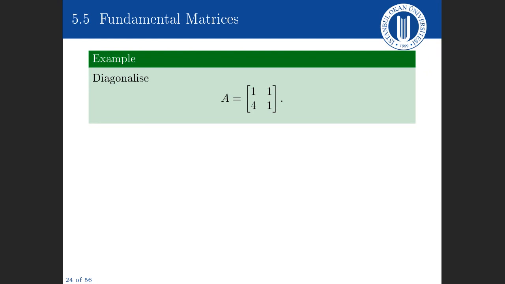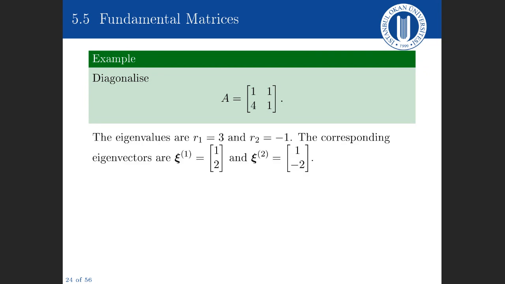For example, diagonalize the matrix A is equal to [[1, 1], [4, 1]]. Again, we've looked at this matrix before. We looked at this last week. The eigenvalues are 3 and minus 1. The corresponding eigenvectors are (1, 2) and (1, minus 2).